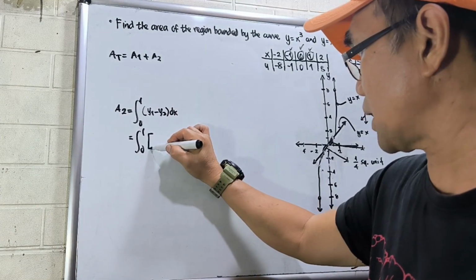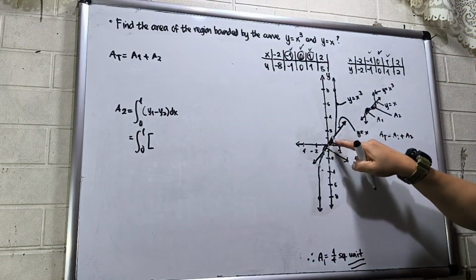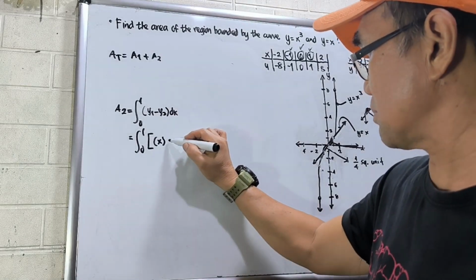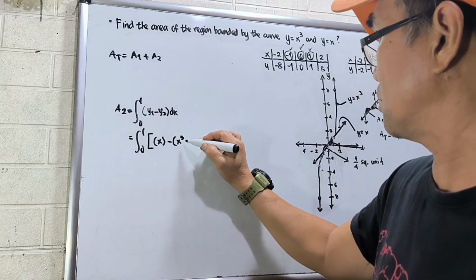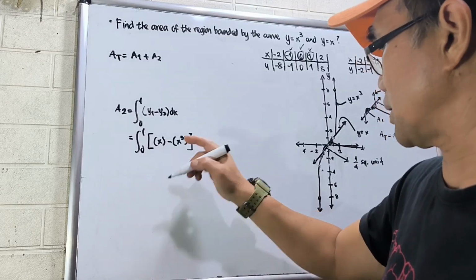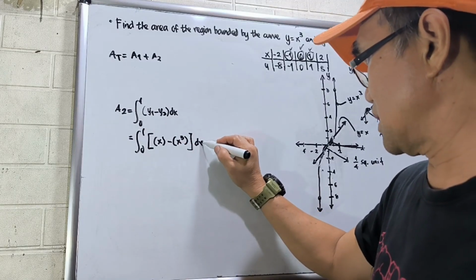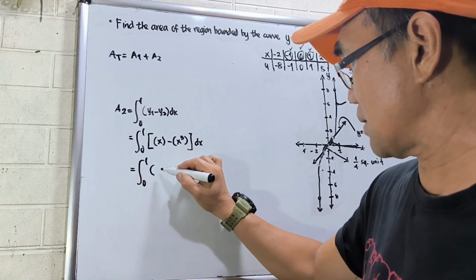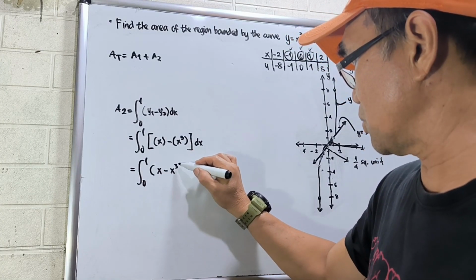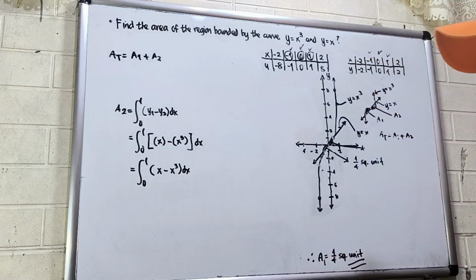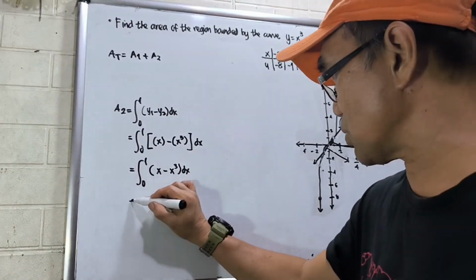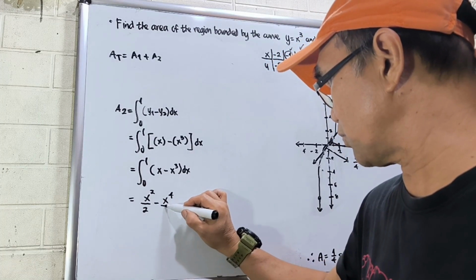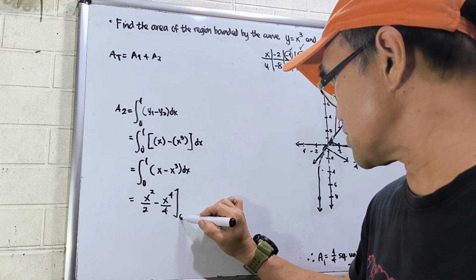Then I will write square brackets. So take note, the line is now the upper. So that will be circle brackets x minus circle brackets x cubed. Then this will be enclosed with square brackets and then dx. Simplify inside the square brackets: the integral from 0 to 1 of circle brackets x minus x cubed dx. Then integrate inside the circle bracket, so this will be x squared over 2, then minus x to the 4th over 4, limits from 0 to 1.